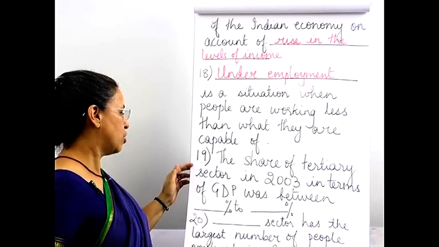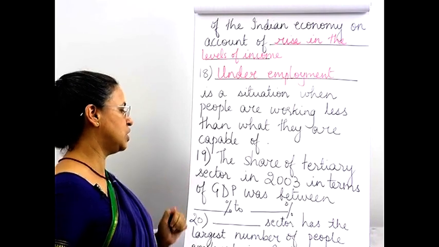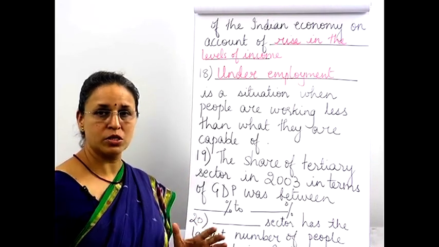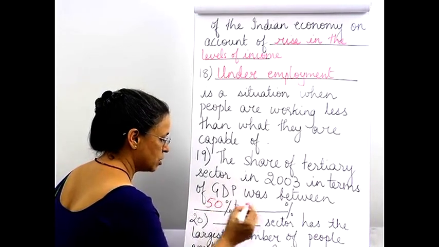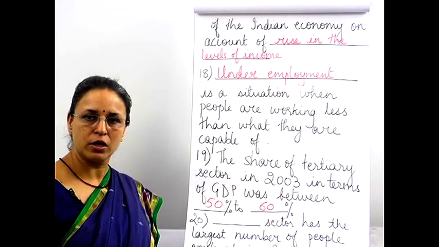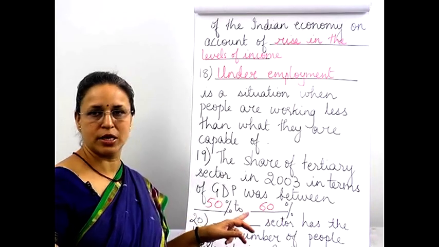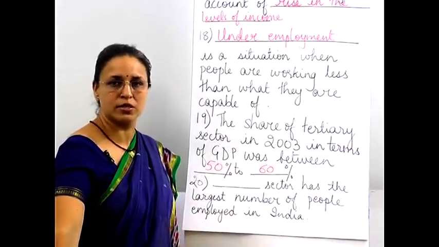19th, the share of tertiary sector in 2003 in terms of GDP. Now, how much was the share of it? It was 50% to 60%. So, you can see a large part of our income comes from the tertiary sector, even though many people are employed in the primary sectors, that is in agriculture.